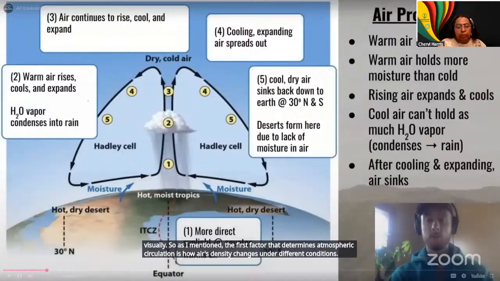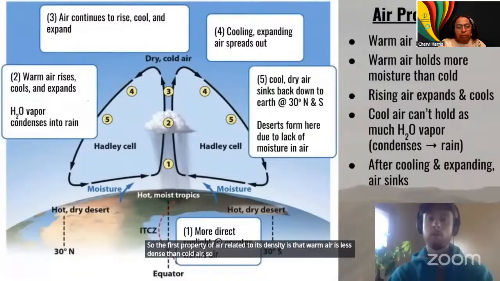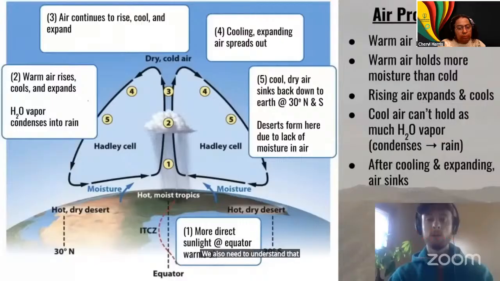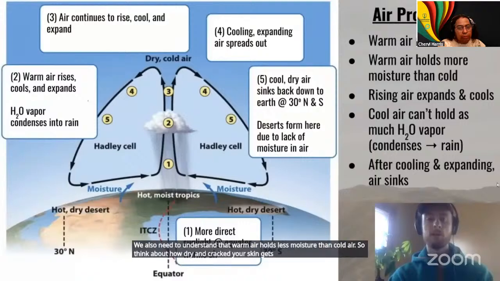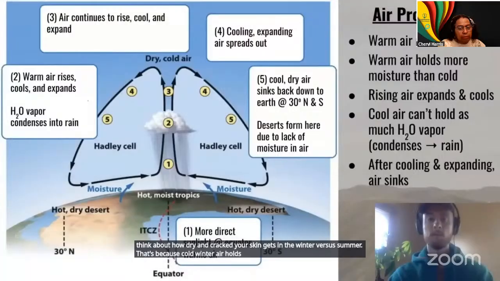So the first property of air related to its density is that warm air is less dense than cold air, so it rises. If you've ever been in a house with an attic in the summer, the difference in temperature between the attic and the basement is a really great example of this property. We also need to understand that warm air holds less moisture than cold air. So think about how dry and cracked your skin gets in the winter versus summer. That's because cold winter air holds less moisture.